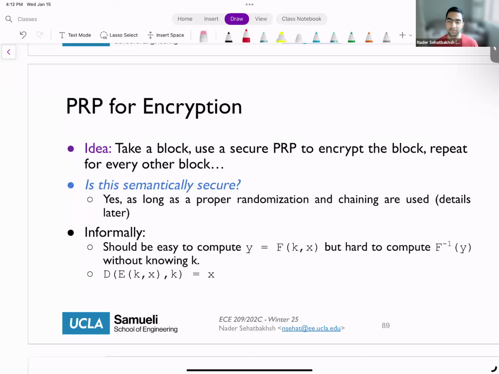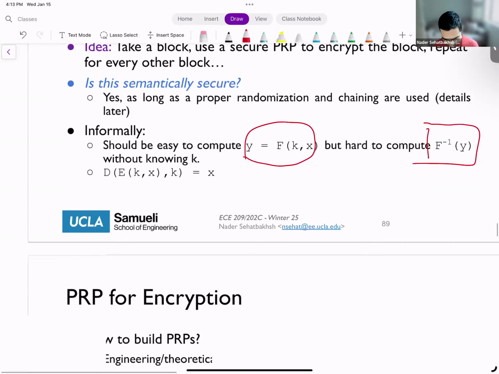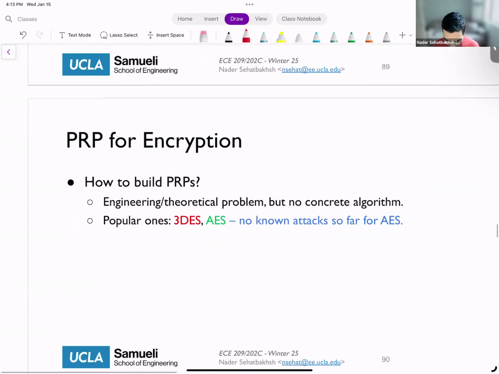What we are trying to achieve with the PRP is the functionality that it should be very easy to compute this, but very hard to find the inverse function of f, right? So without knowing k, it should be very hard to invert this function, because if someone, looking at the permutation, can tell you what x is or what the key is, then the system is broken, right? So that's what we want to achieve.